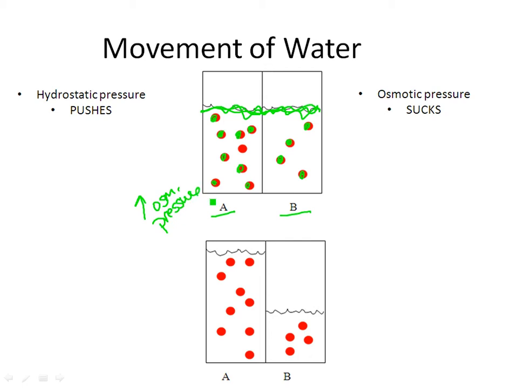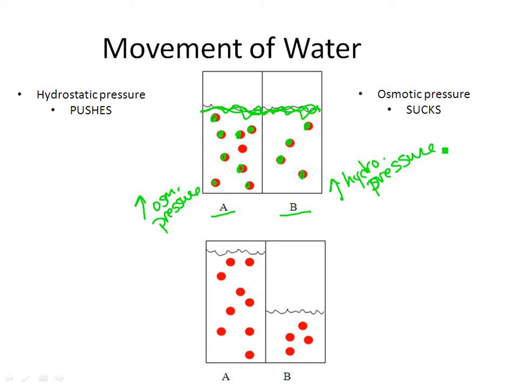Osmotic pressure means that there's more stuff. Hydrostatic pressure, the side that has the most water has the highest hydrostatic pressure. So side B has higher hydrostatic pressure.